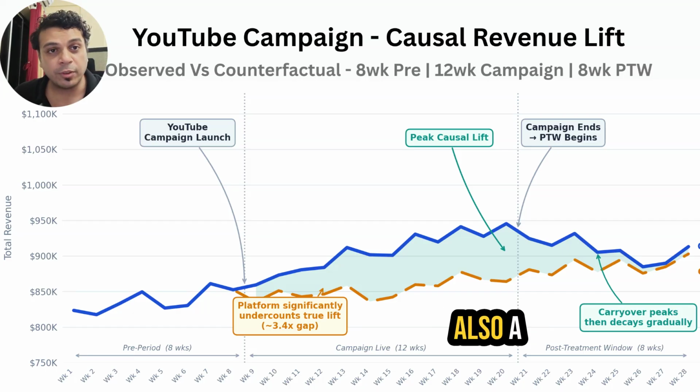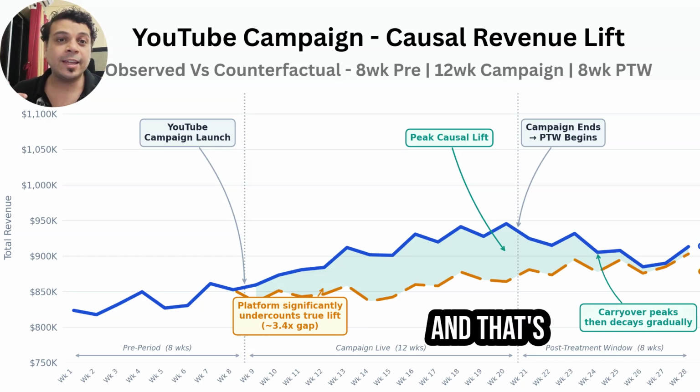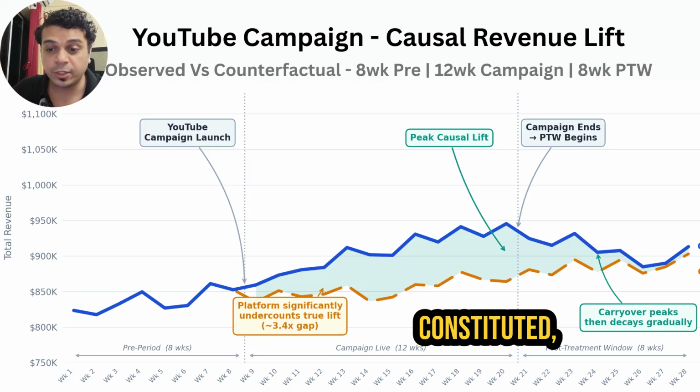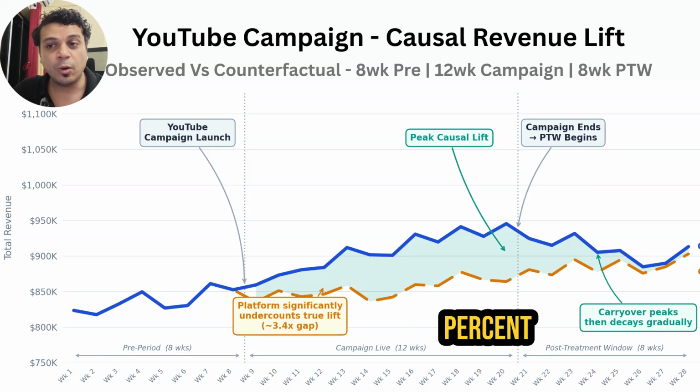That's also a very important event, but in this case it does not mark the end of our analysis, because the study continues after that. There is something called a PTW, or post-test window effect, and that constituted, in this case, 30% of the total lift that was generated from YouTube.